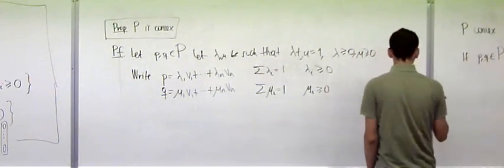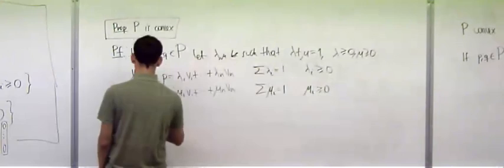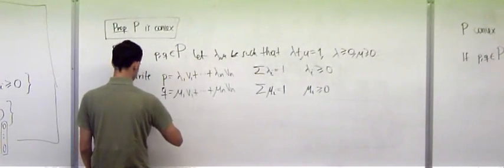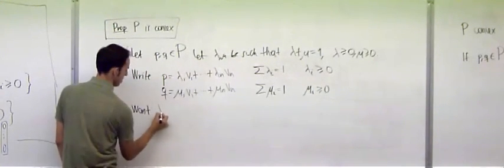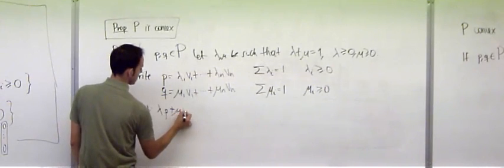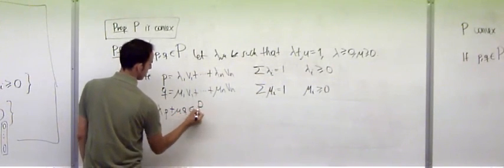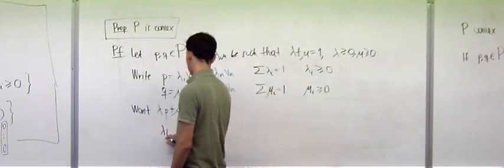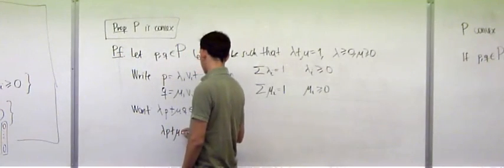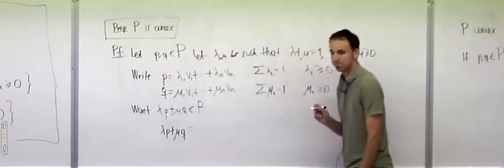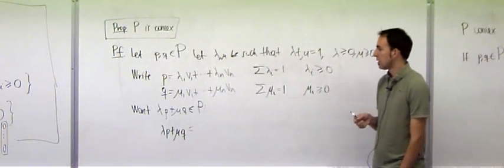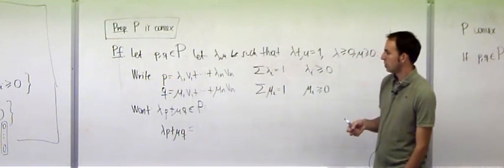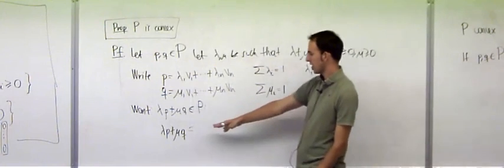And then what I want to show is that lambda P plus mu Q is in my polytope. And so what I have to do is just compute. What is lambda P plus mu Q? Okay? And the way that I'm going to do it is this.